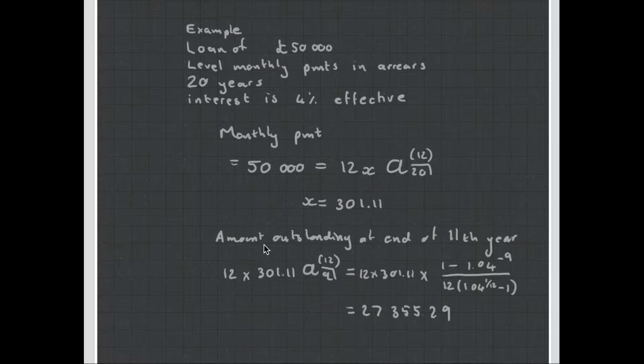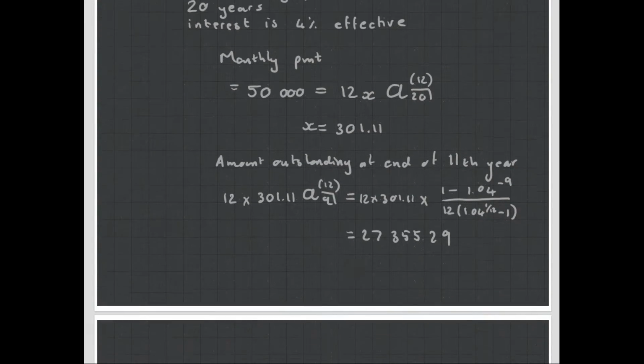Now we can use the retrospective method to calculate the amount outstanding at the end of the 11th year. What we're doing here is accumulating the payments, and we work out that after the 11th year we've still got £27,000 and a few other. It's a very quick example, and I went through it very quickly, so feel free to pause the video and go through it yourself.